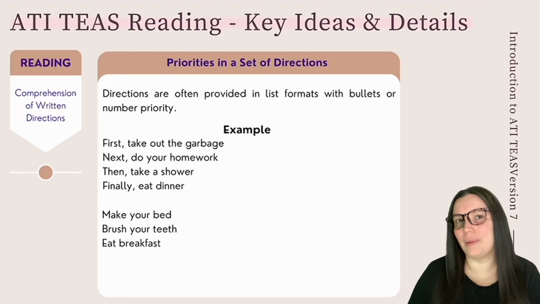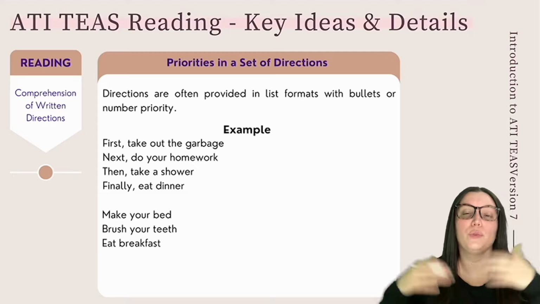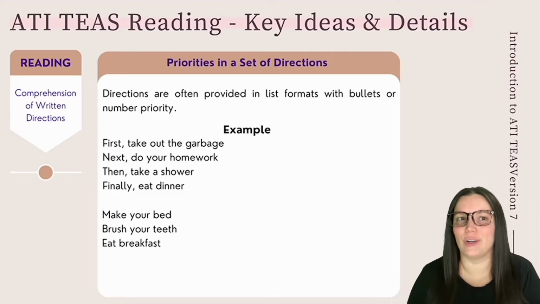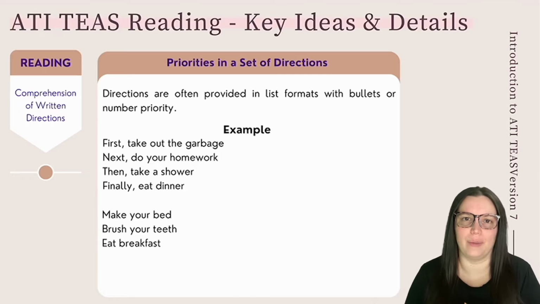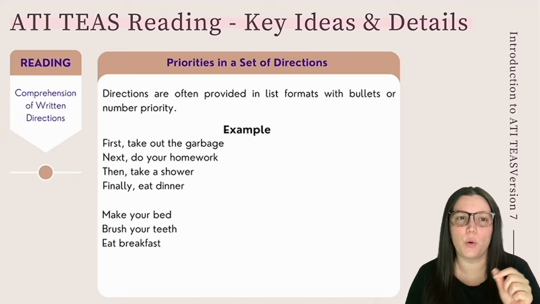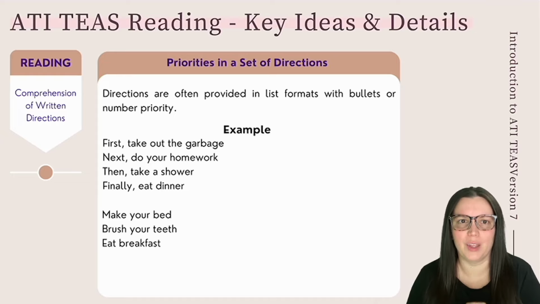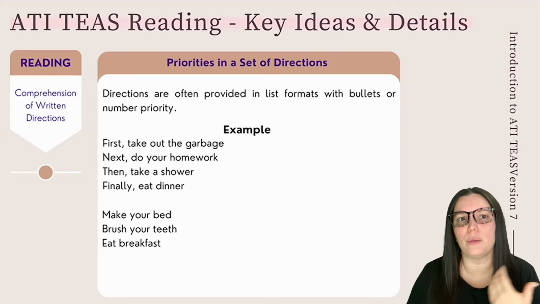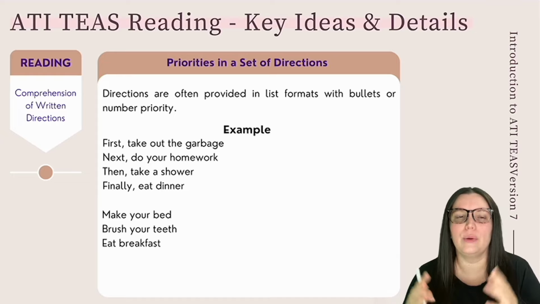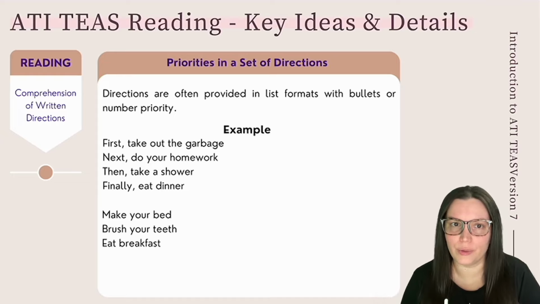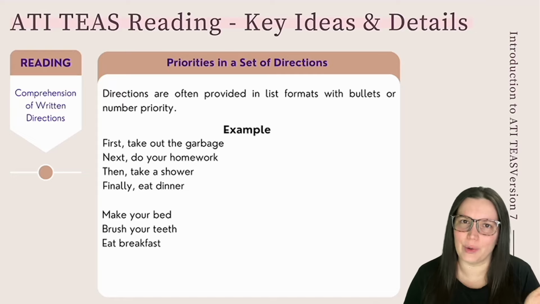So the next subtopic you're going to need to know is identifying priorities in a set of directions. Directions are often provided in list formats, either through bulleted or numbered priority. When you are given a set of directions, it is important to identify the priorities by using signal words. This will help you understand what is most important to do and what can be done in any order.